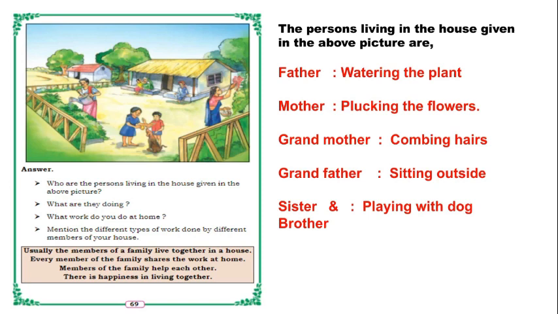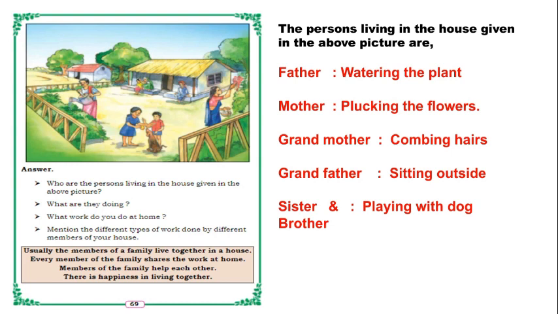In the next page, you can see one picture, children, here. Who are the persons living in the house given in the above picture? In that picture, the persons are father, mother, grandmother, grandfather, sisters and brother. And even one dog also is there, isn't it? Yes. What are they doing, children? Father is watering the plant, mother is plucking the flower, grandmother is combing hair, grandfather is sitting outside, sister and brother both are playing with the dog, isn't it?